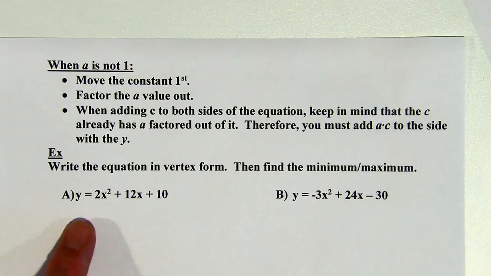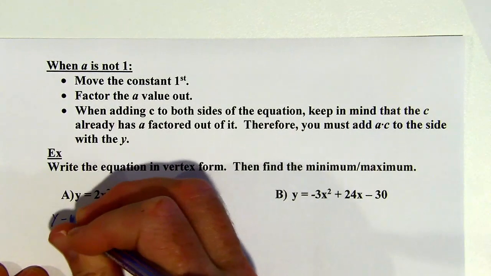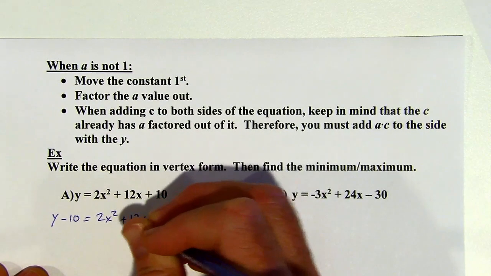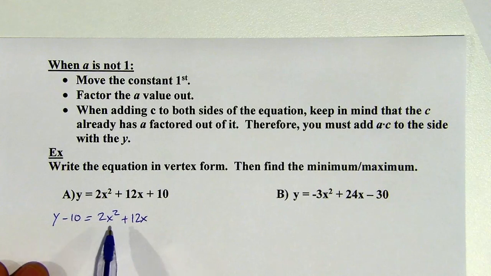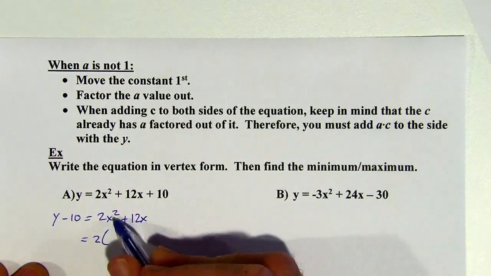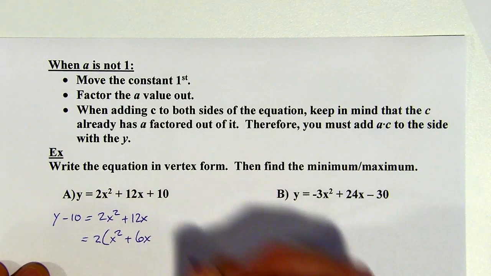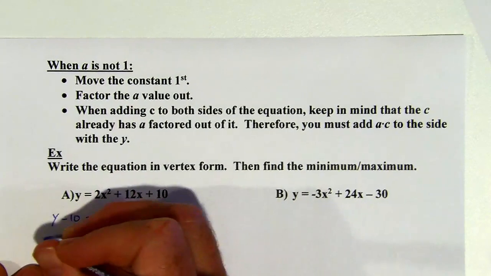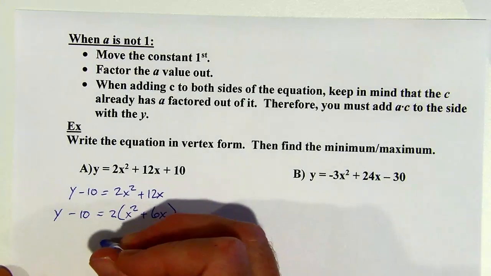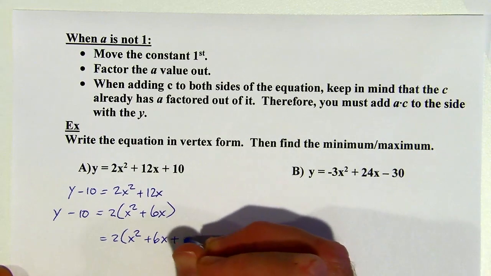So what I want to do instead is move the 10 first, because I'm going to be looking for a mystery number. But before I look for that mystery number on the right, I've got to factor out the 2. So I'm thinking 2 times something is x squared, that's x squared. 2 times something is 12x, that's 6x. And so now I've got this. Now I'm going to be looking for the mystery number on the right side, but I have to remember that a 2 is factored out of this whole trinomial.